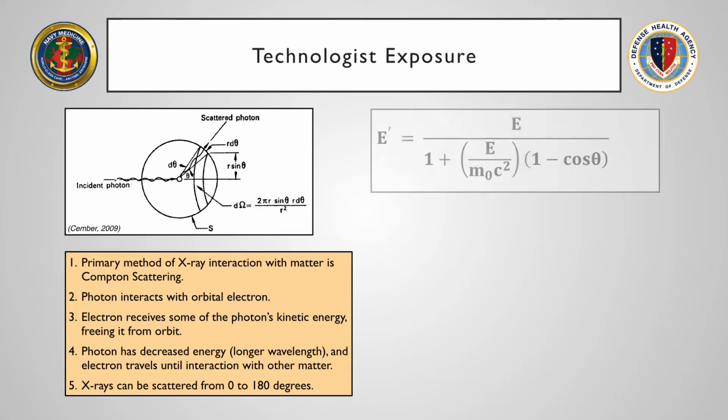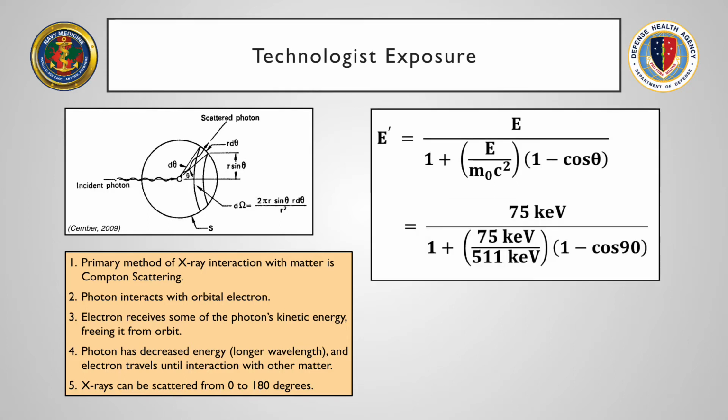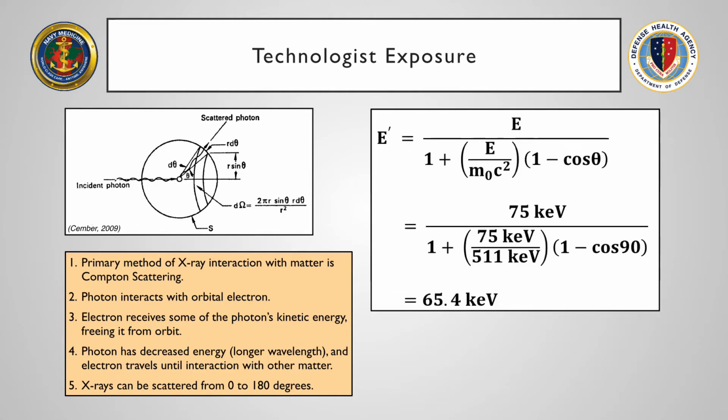So using our equation on the right, we can calculate the energy of the scattered X-ray. After we put in 90 degrees for our angle, we come up with an energy of 65.4 keV, which is a decrease from our original energy of 75 keV.